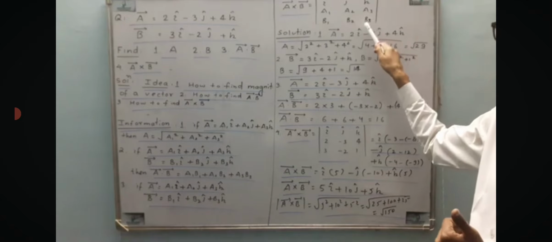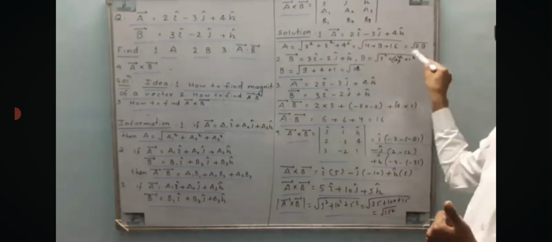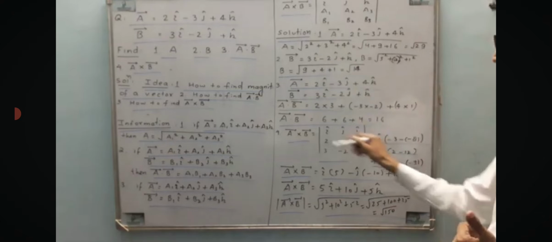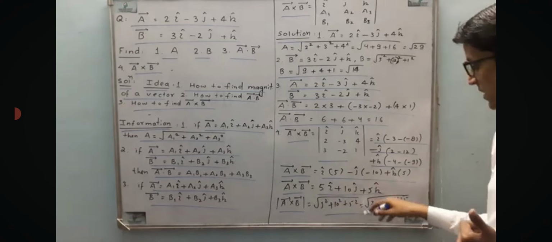Now let's work on the solution. So vector A is given to be this, substitute the values. We have mod A 29, mod B root 14, A dot B as 16 and A cross B as 5i plus 10j plus 5k. You can do the magnitude as root of 150.